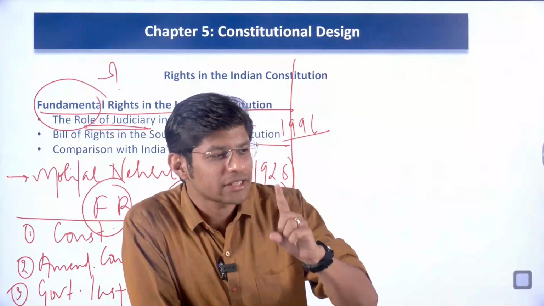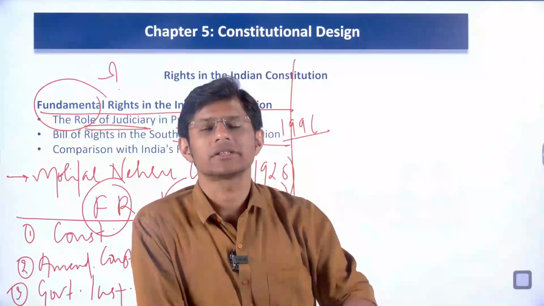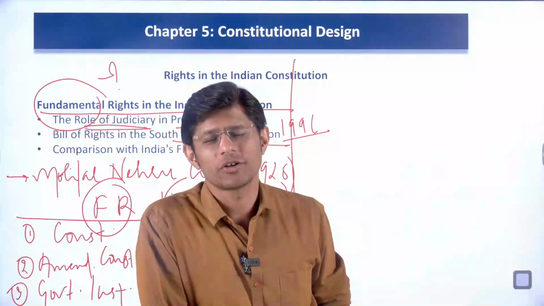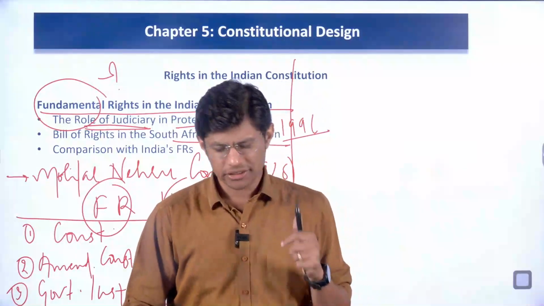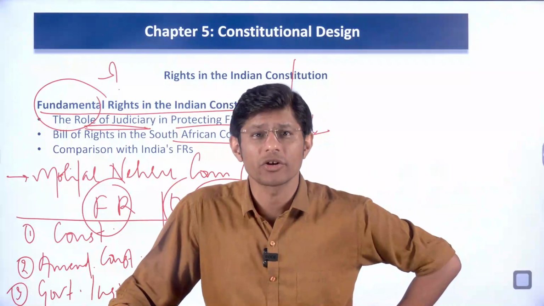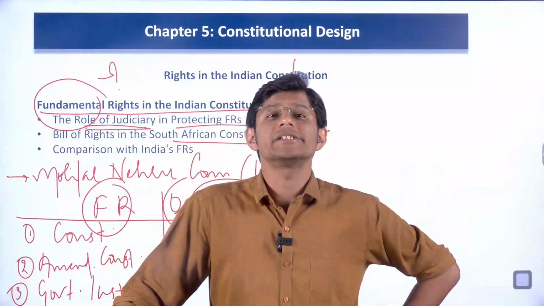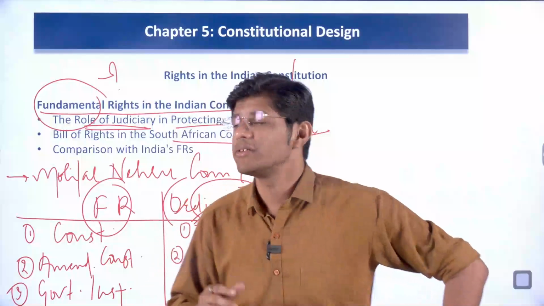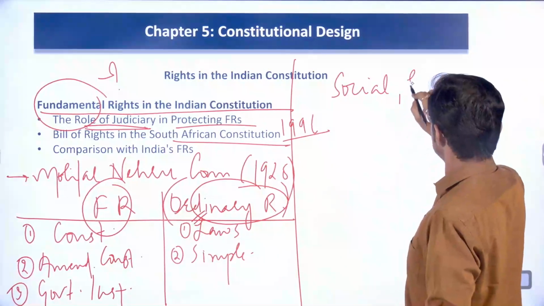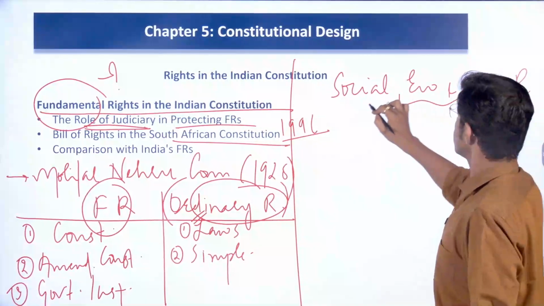Now, the Bill of Rights in the South African Constitution is referred to as the cornerstone of democracy. This bill explicitly bans discrimination, which means it says that discrimination on the basis of religion, caste, race is strictly banned. It guarantees broad social, economic, and civil rights.